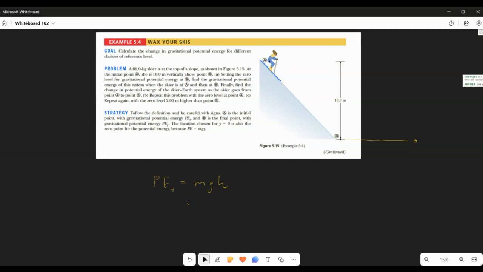5880, that's my answer. Quite simple, 60 times 9.8 times 10, which is 5880 joules. Right. And what is my potential energy at B?